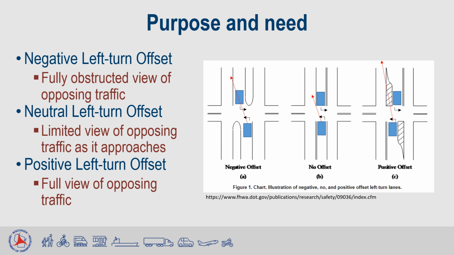limited to. A positive left turn offset configuration improves sight lines even further, as depicted on your screen, by allowing a left turning vehicle full view of oncoming traffic at the intersection and approaching the intersection. The image on the screen demonstrates this by the unobstructed red line of sight.